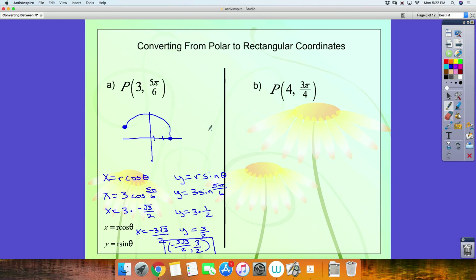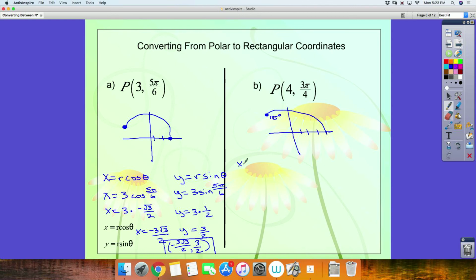So let's try it again over here on B. So B is giving us a visual that it went out 4 units, and now it rotated to 3 pi over 4. And 3 pi over 4 is over here again. That's technically equivalent to 135 degrees if you wanted to know. So it's over here in your second quadrant.